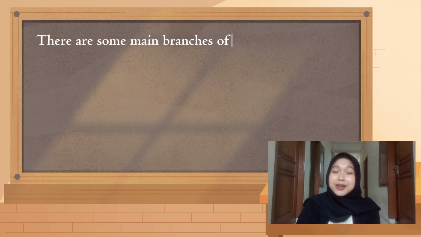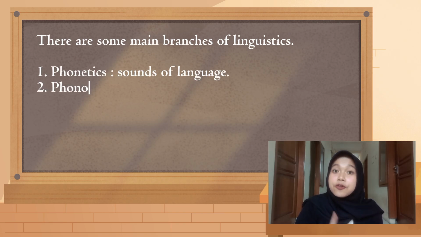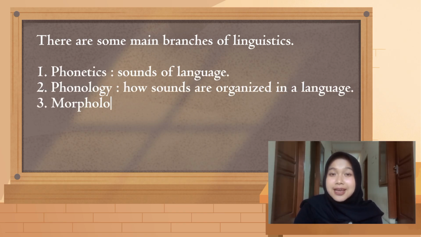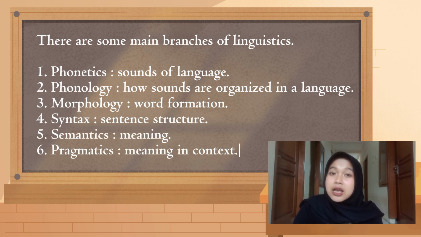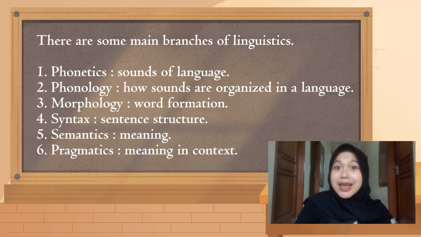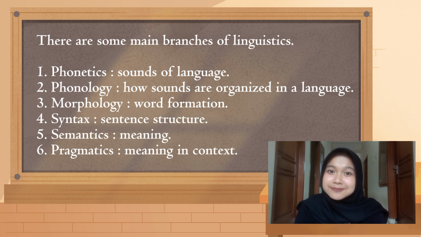So, there are some main branches in linguistics. First, phonetics. It studies sounds of language. Second, phonology. It studies how sounds are organized in language. Third, morphology. It is about word formation. Fourth, syntax. It is about sentence structure. Fifth, semantics. It is about meaning. And last, pragmatics. It is about meaning in context.